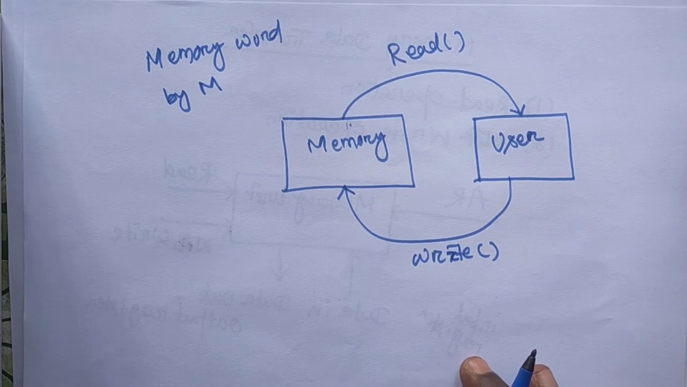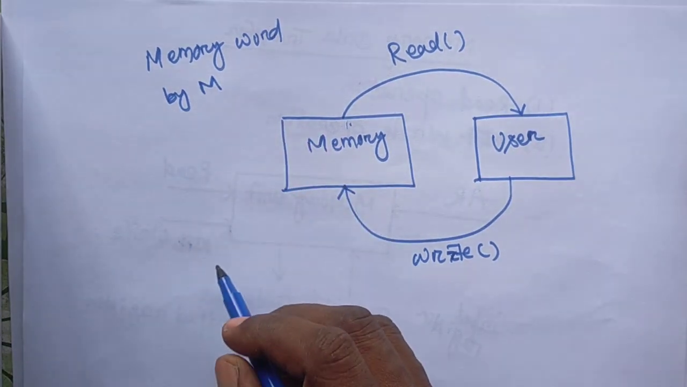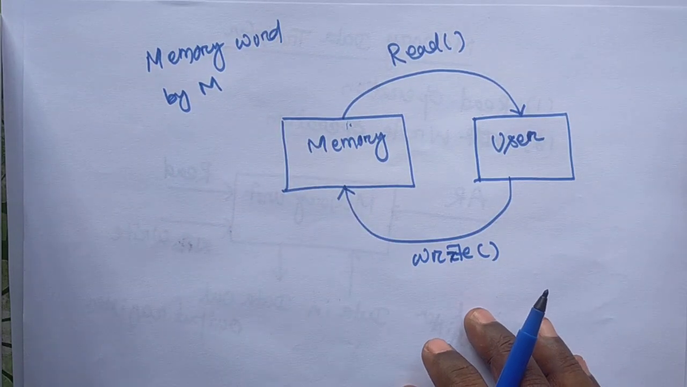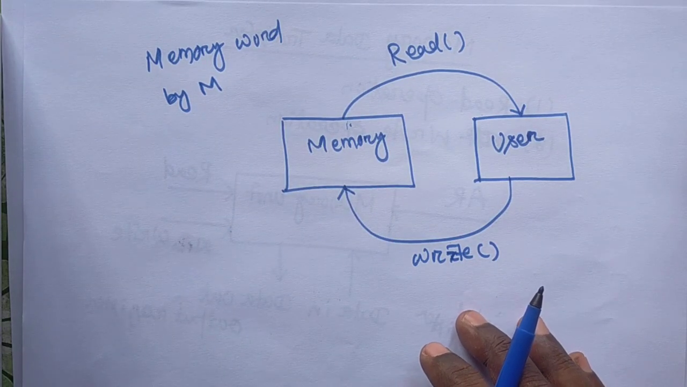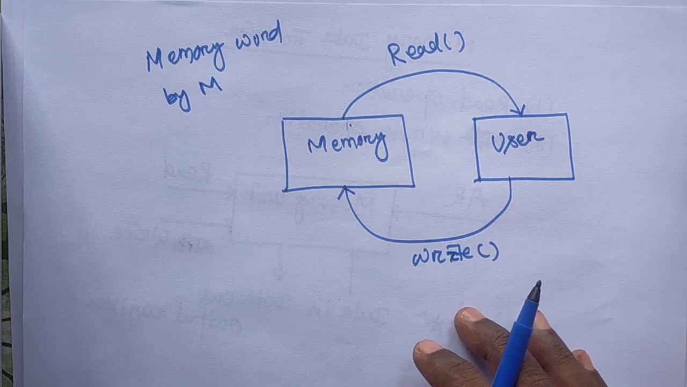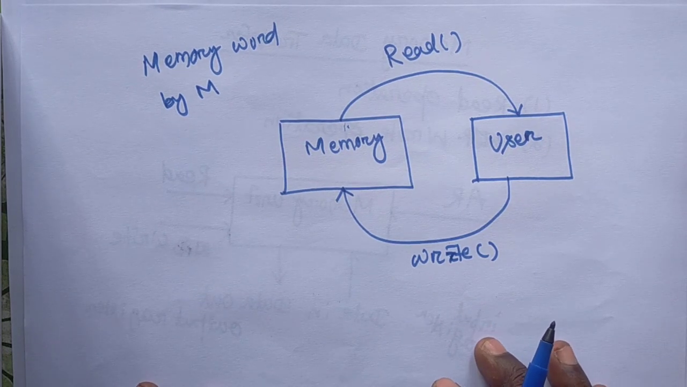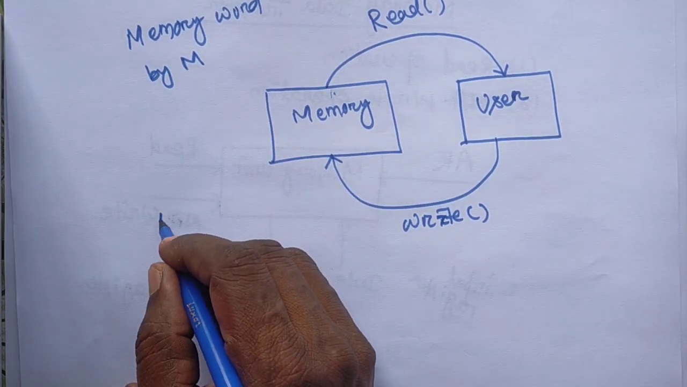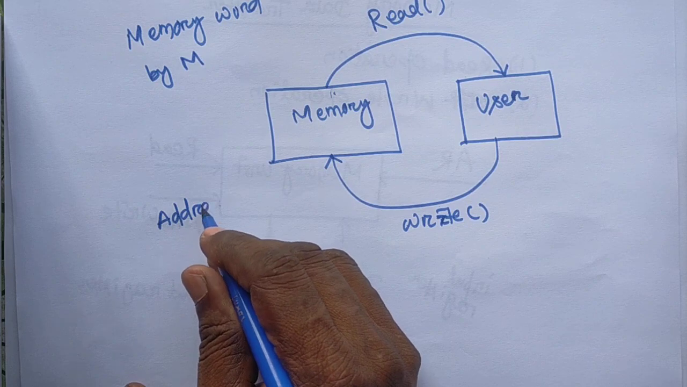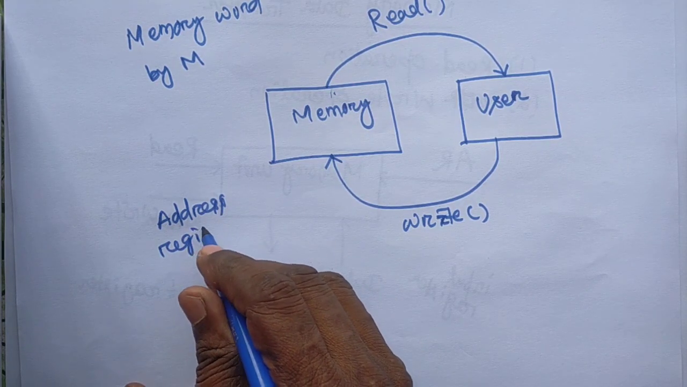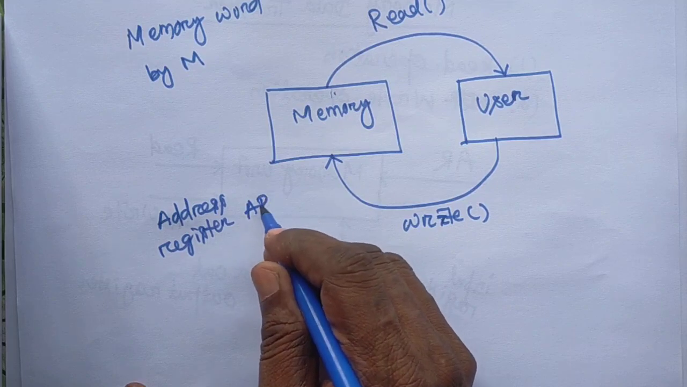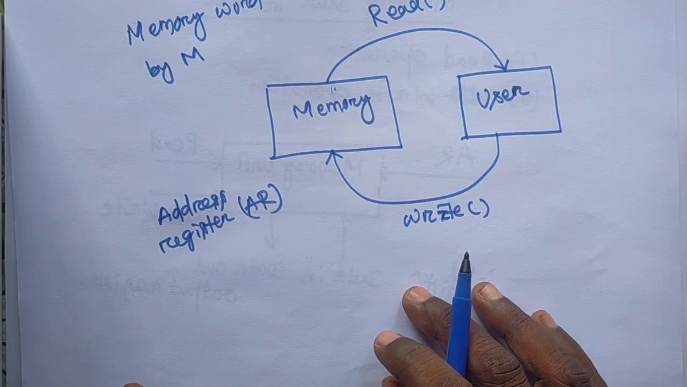So this is the memory word designated by M. Once M is written, we can automatically find out that it is a memory. And we must specify the address of the memory word while performing a memory transfer operation. Whenever you use any data, it is stored through the address register, and the address register is denoted by AR.